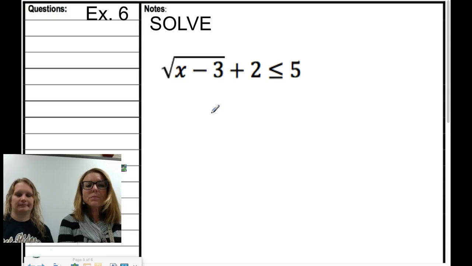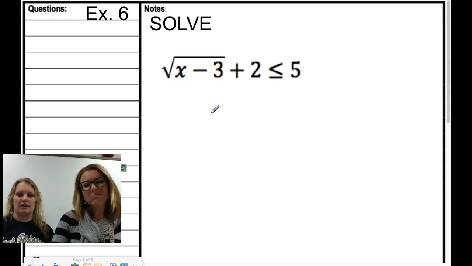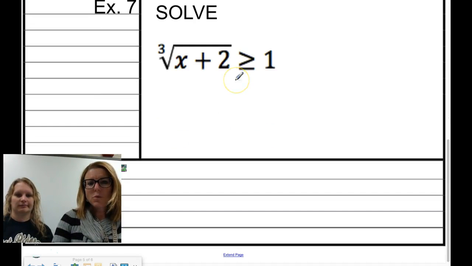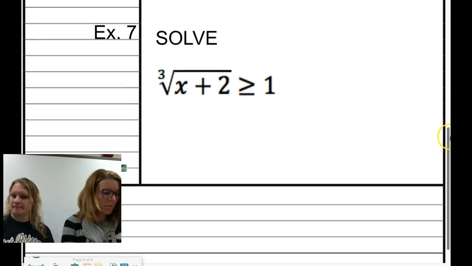This looks real similar, so I think we're just going to skip it. And let's do example 7, because it's different, because it's a cubed root.